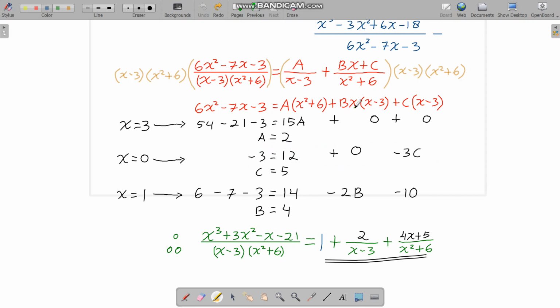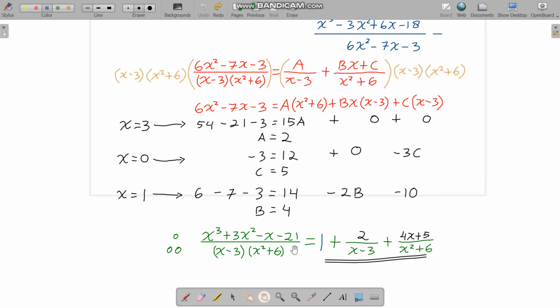For the b, to find the b, we can plug in any random number. We can just use the second simplest number, 1. If we plug in 1, we get 6 minus 7 minus 3, and 7a, but the a is 2. Plug in 1, we get 1 times minus 2 minus 2b. Plug in 1, we get minus 2c, but the c is 5, so minus 10. Therefore, this is minus 4, and this is 4 minus 2b, so b equals 4.